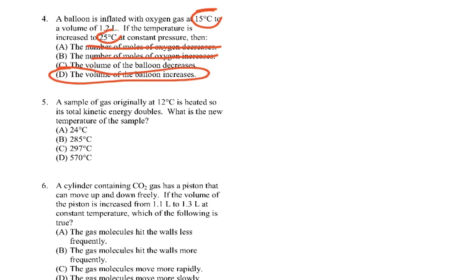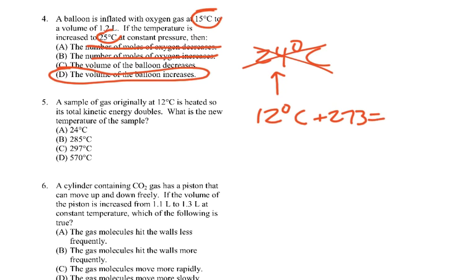Okay, well, if we've doubled the kinetic energy, that means we've doubled the temperature. So you might say, okay, well, if I've got 25 degrees Celsius, if I double that, that's 24 degrees Celsius, but that is wrong, okay? What we have to do is say, no, we have to double it when it's in Kelvin. So we're going to add 273, and that gets us 285.